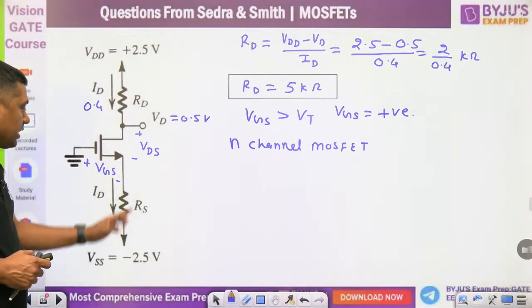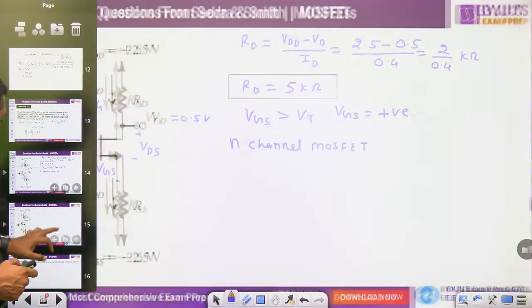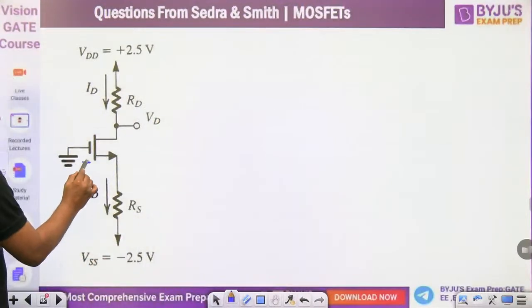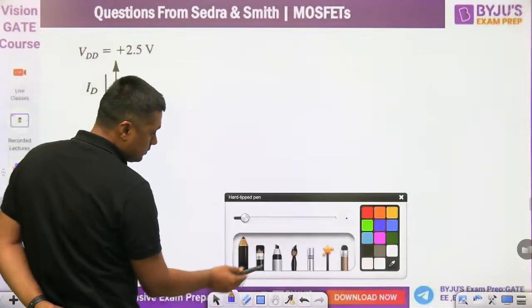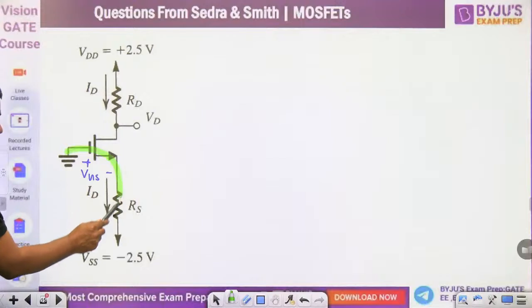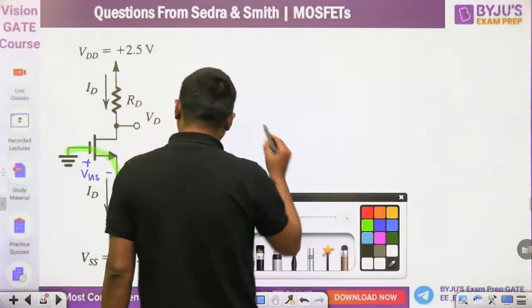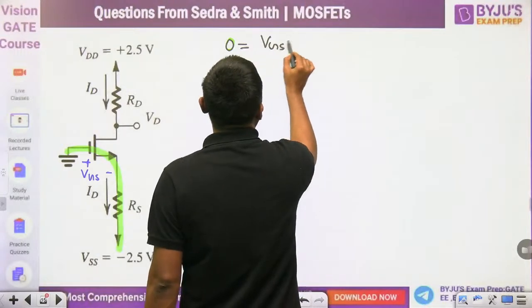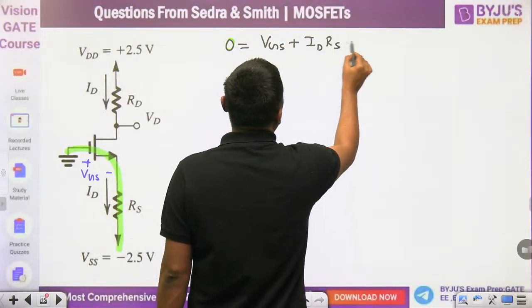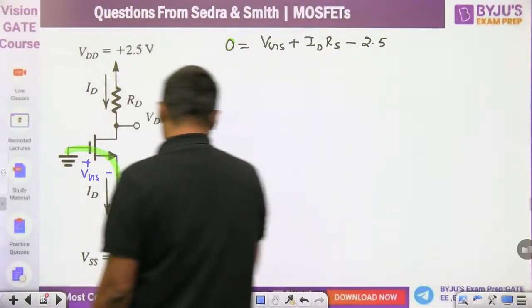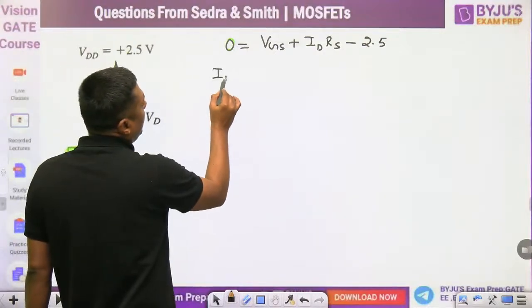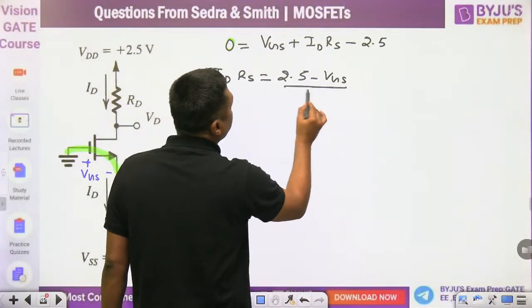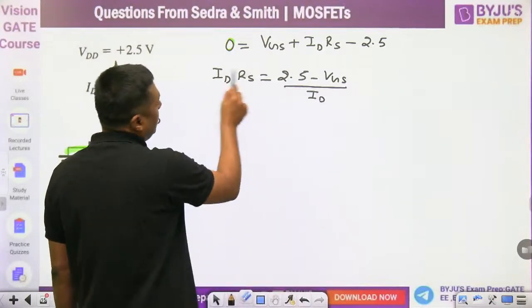If you want to find the RS, you have to apply the KVL. Now I am going to solve the RS. How can we find the RS? Watch this diagram. This is for RS. Here I found VGS. Then you can apply the KVL from this point to this point. When I apply the KVL, you will get 0 is equal to VGS plus ID into RS minus 2.5. This is the minus 2.5 volt. And then you can find ID RS is equal to 2.5 minus VGS, so RS is 2.5 minus VGS upon ID. That will give you the value of RS. Directly I am writing the value of RS.